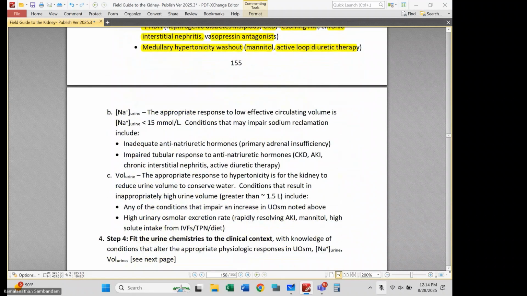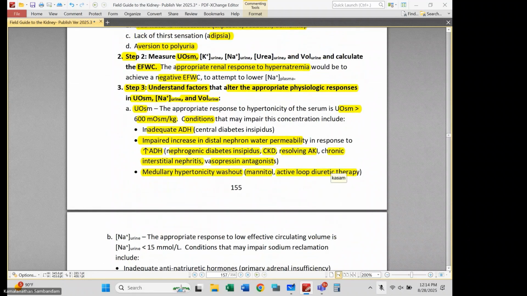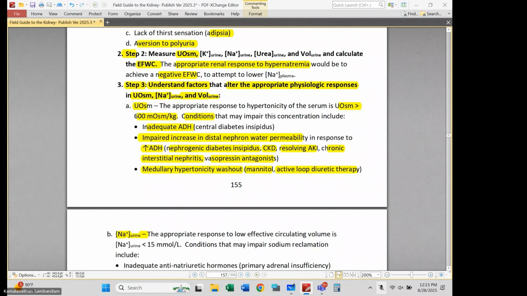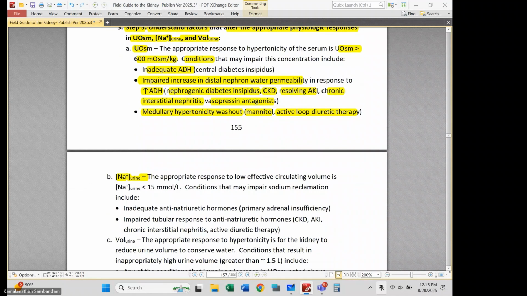So let's move on. We've covered urine osmolality, again attempting to understand the alteration of the normal response of water conservation to hypernatremia. We can move to other parameters that help us to elucidate the physiology at play in this particular patient. So you would expect that urine sodium would be low in an individual with low effective circulating volume.